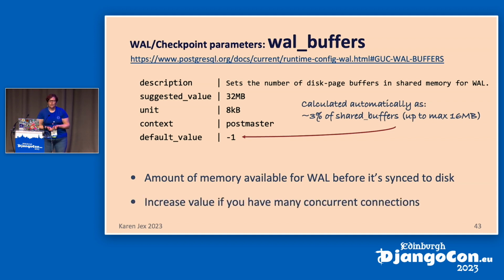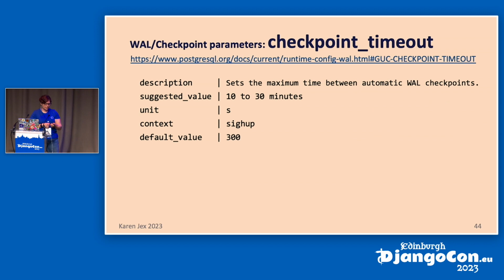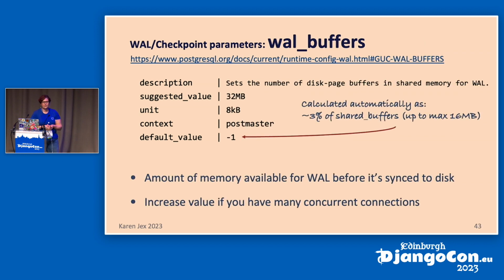If you've got a large number of concurrent connections, then it is often useful to increase this value. So I've suggested here potentially increasing to 32 megabytes. But again, you would want to test and see what's the right value in your situation.